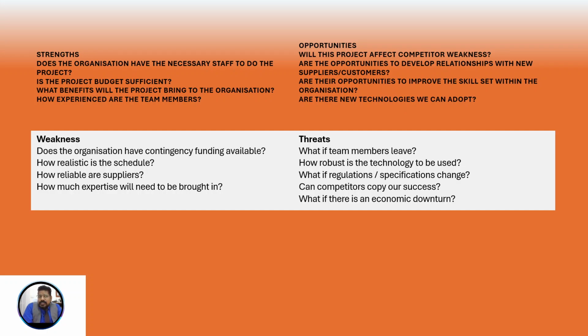Weaknesses, the four questions are: does the organization have contingency funding available? Contingency means, let's say, you were allocated 100,000 rupees for a project, and now you have fallen short because of some mistakes, because of some rework.